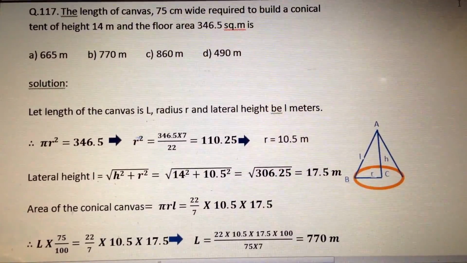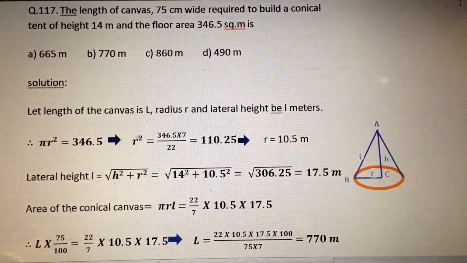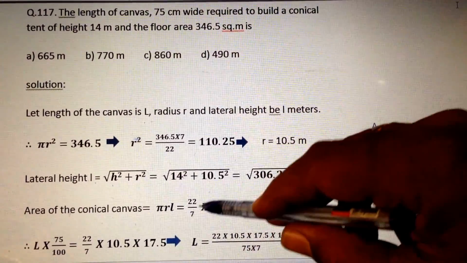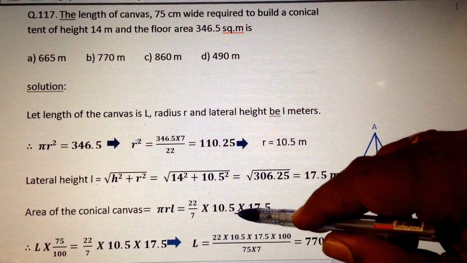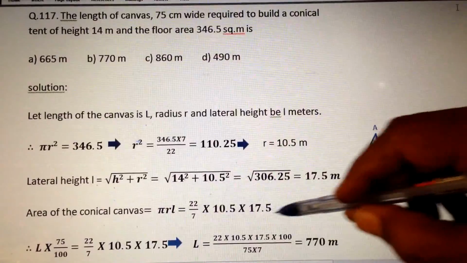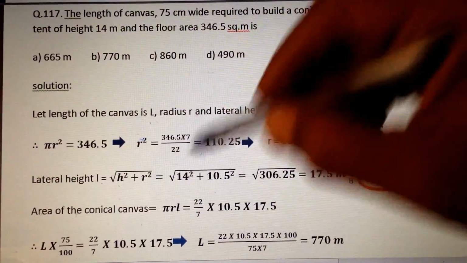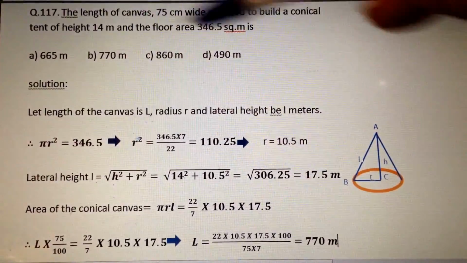So the formula to find out the area of the conical canvas is pi r L. Pi into r into L, 22 by 7 into r is 10.5 into 17.5. This is the area in the shape of cone. This is equal to the rectangle area.